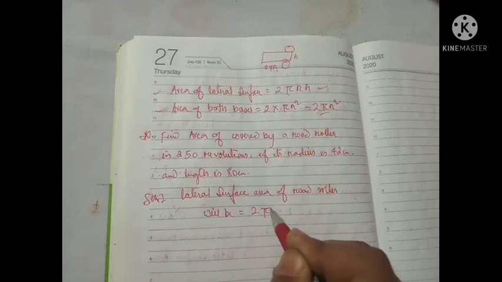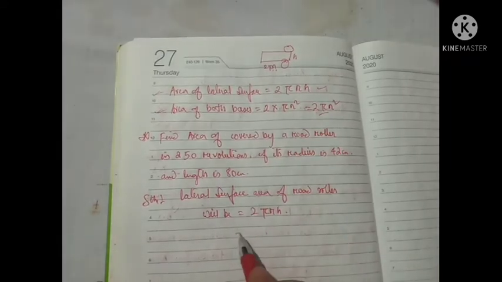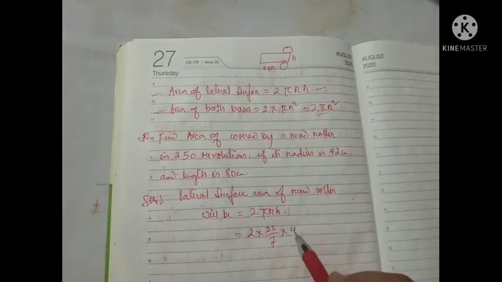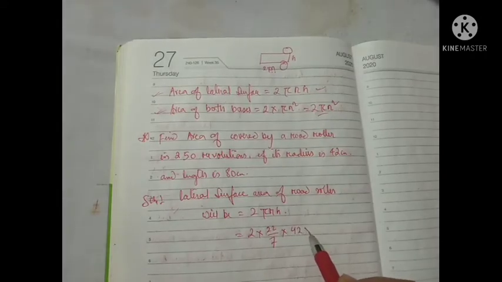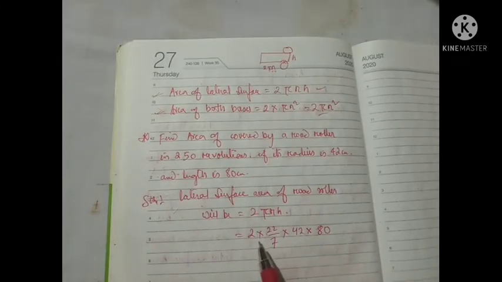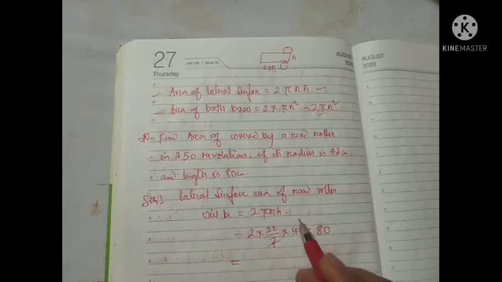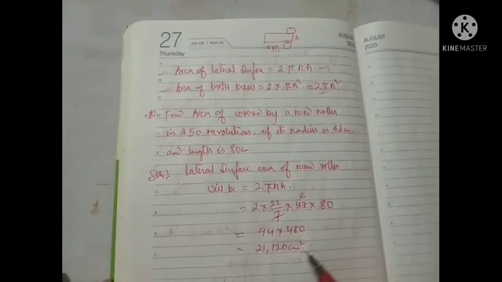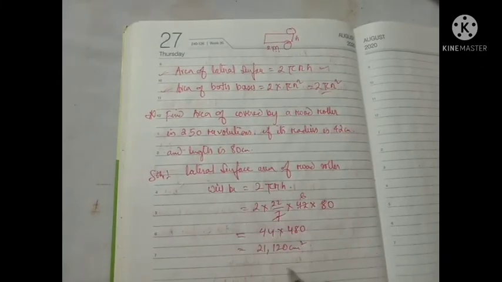will be 2πrh. So here comes 2, π is 22/7, the radius is 42, and the height is 80. The height becomes the length. Here 42 becomes 6, so 44 into 480. The answer will be 21,120 centimeter square. This is the lateral surface area of the roller.